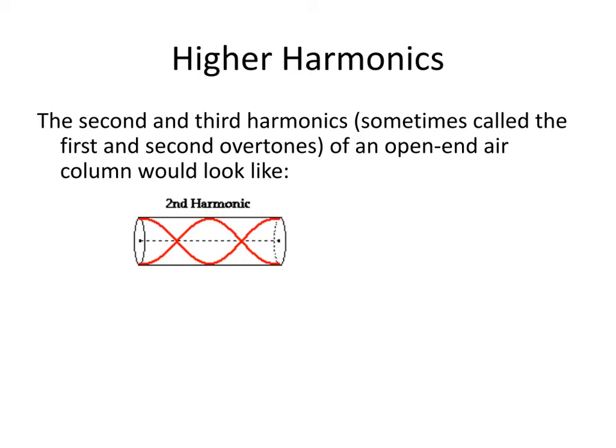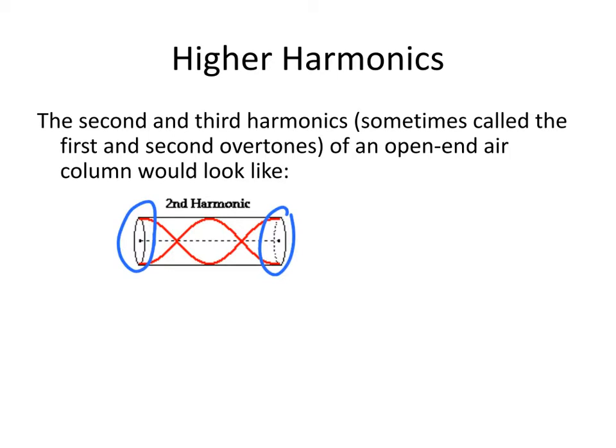For the second harmonic, remember we still have to have an antinode at each end, like so. So if we were to draw the wave, it would look something like this. Keep in mind we're drawing these waves as transverse waves. We know that sound waves are not transverse waves, they're longitudinal waves, but those are really hard to draw. So we're drawing them as transverse waves just because they're easy for us to draw and to visualize.